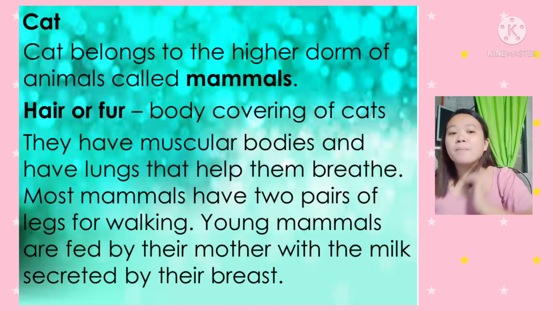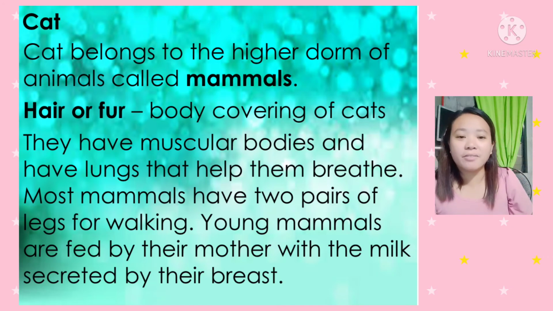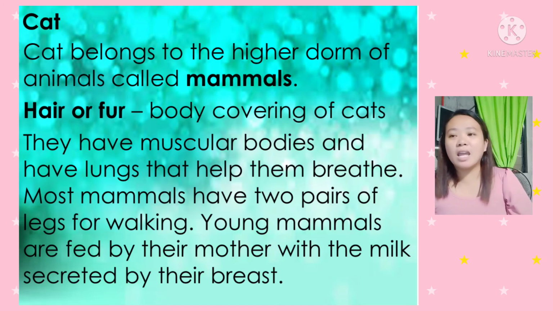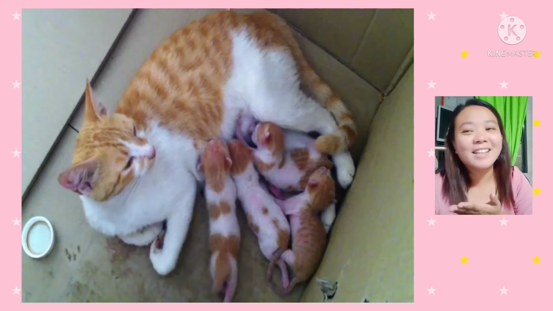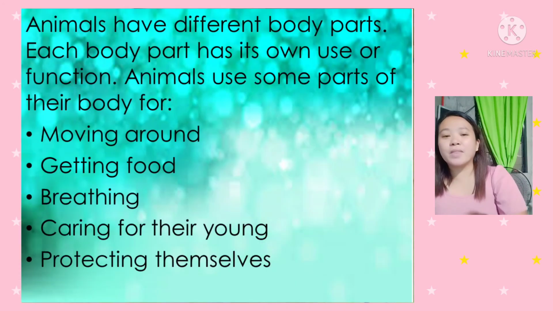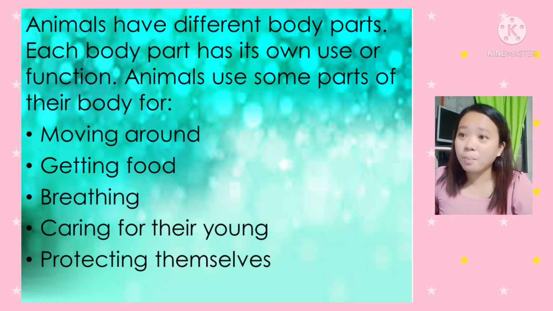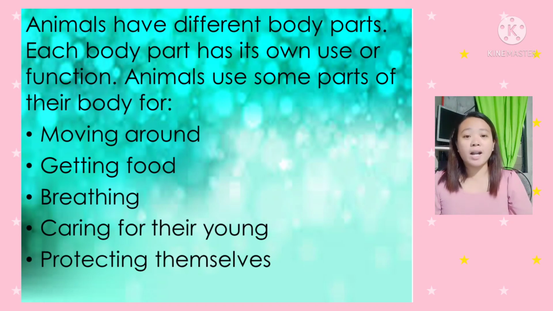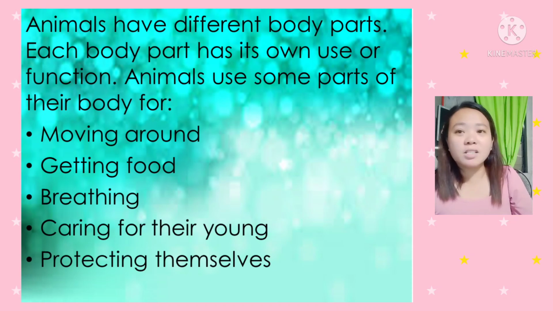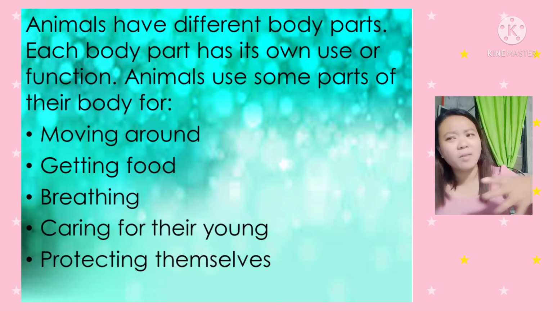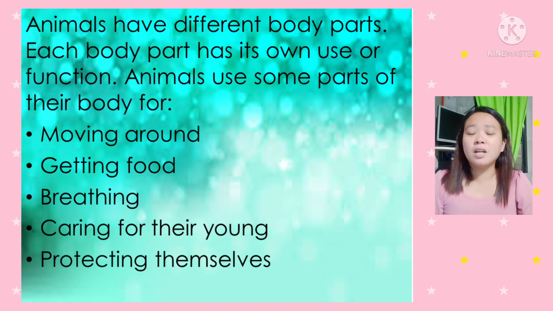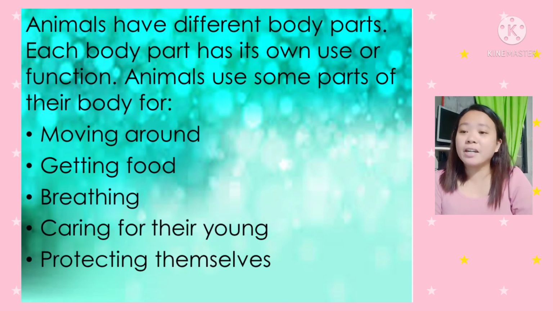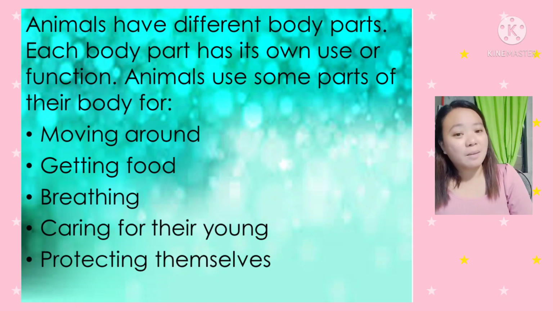Again, the cat belongs to the mammals. Their body covering is hair or fur. They have two pairs of legs and they feed their babies. Look at the cat here. Nice, right? Now animals have different body parts and each body part has its own use or function. Animals use parts of their body for moving around, getting food, breathing, caring for their young, and protecting themselves.